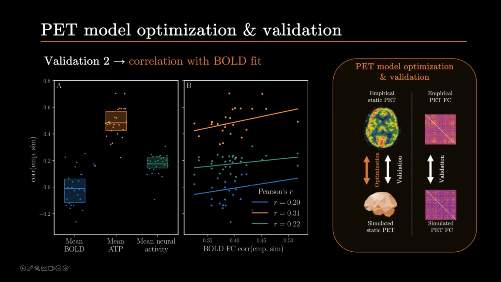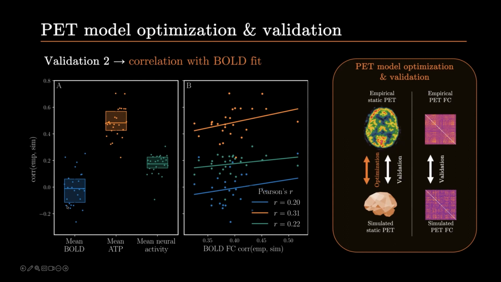So we can, for now, just focus on the orange block here and this orange line. This orange line tells us the better we fit our TVB simulation to produce empirical Bold signals, the better our PET model performs. This makes sense, because the better we fit Bold, the more plausible the raw neural activity time series is, and the more plausible the output of the PET model is.